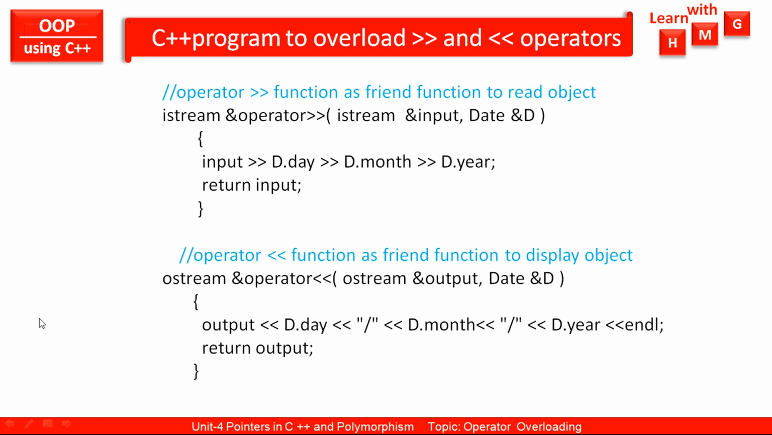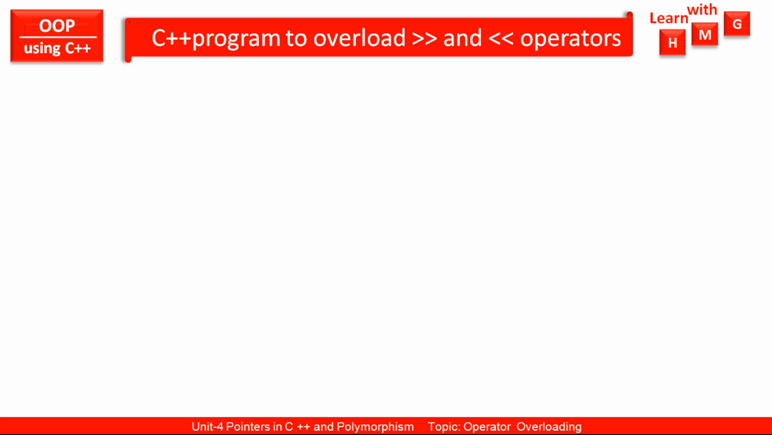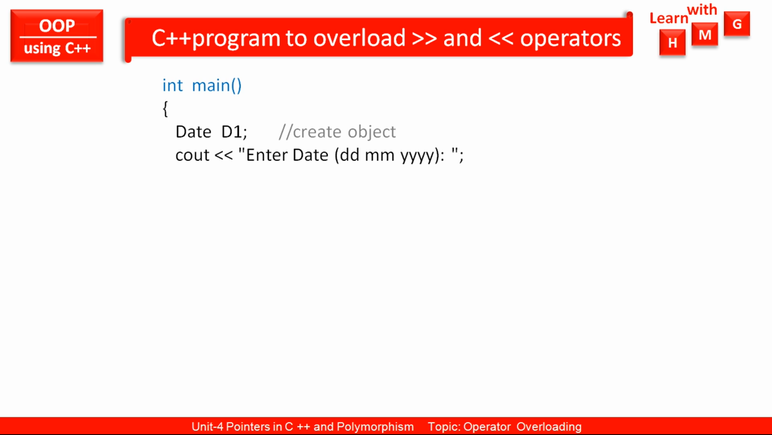Now let us call these two operator functions in the main function. So in our main function, the first step is to create an object, that is the d1 object is created of the type date class. Then just ask the user to enter the date in dd mm yy format separated by spaces, and cin extraction operator d1.